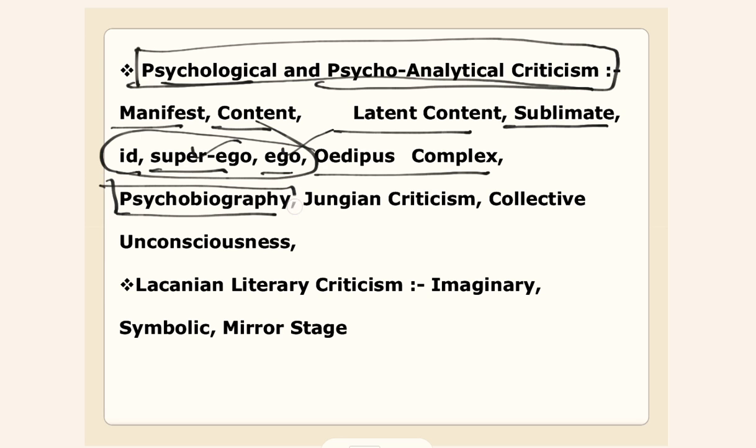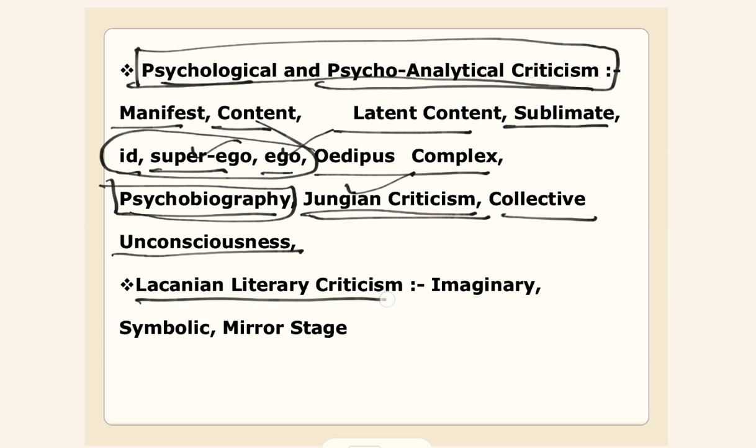psychobiography. Please remember this one: psychobiography, Jungian criticism, collective unconscious. These are all terms associated with Dr. Sigmund Freud and some other Jungian and Lacanian literary criticism. He used different steps like imaginary, symbolic, mirror stage.